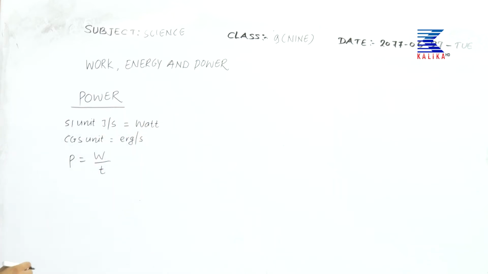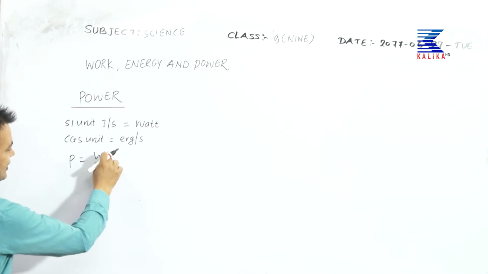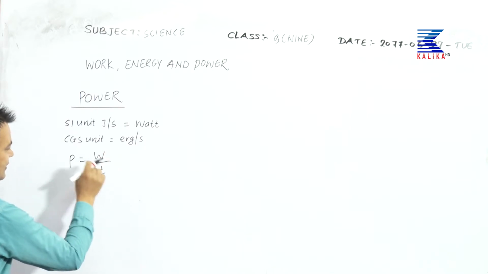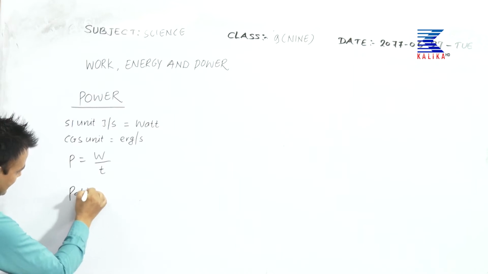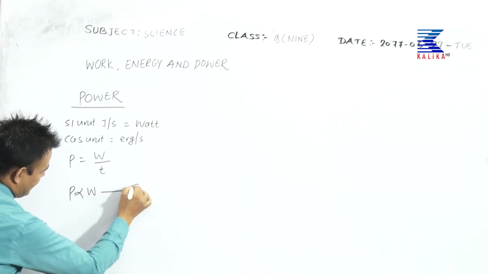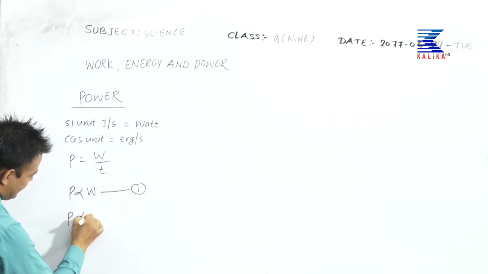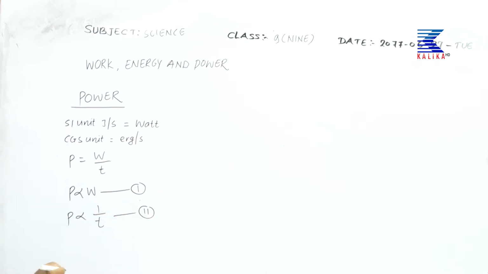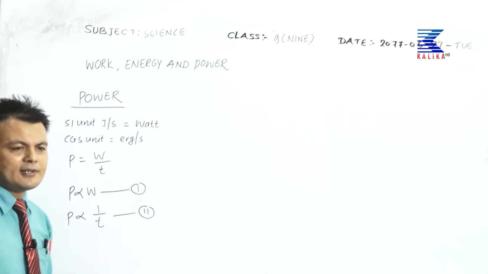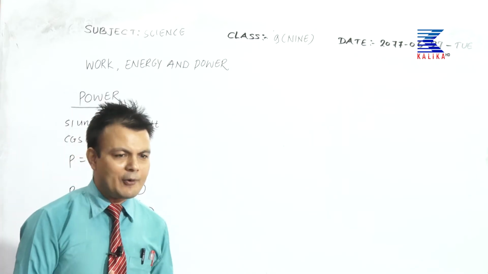Power actually depends upon two factors. Number one, work done, and number two, time taken. The power is directly proportional to work done, and power is inversely proportional to time taken. More the work done, more the power, and vice versa. It means less the work done, less the power.